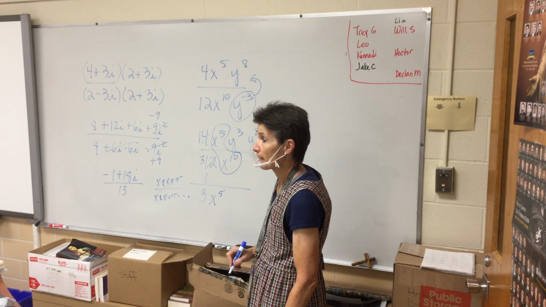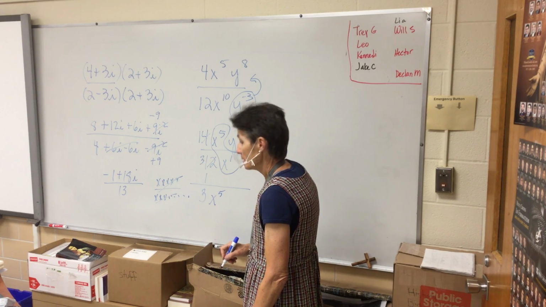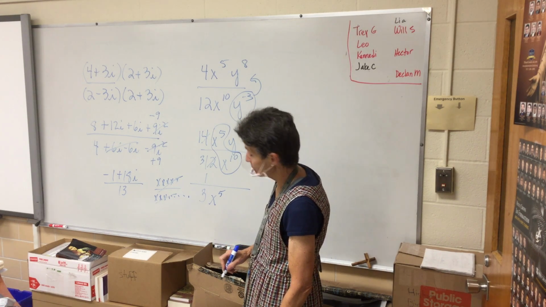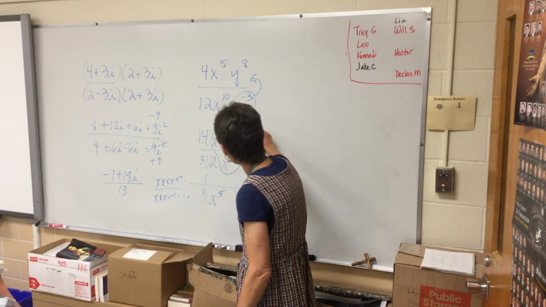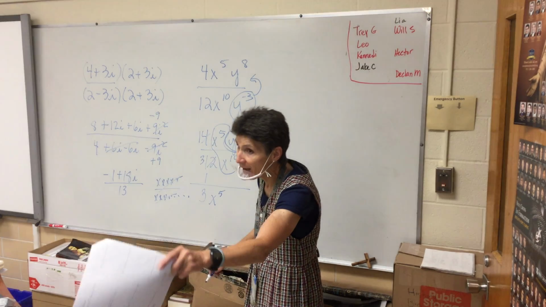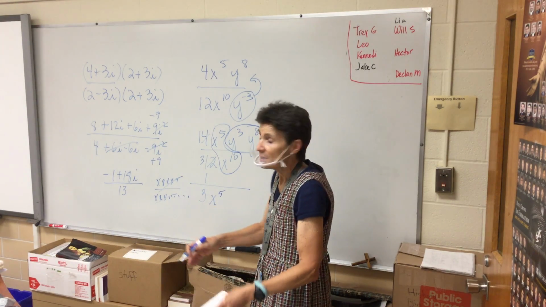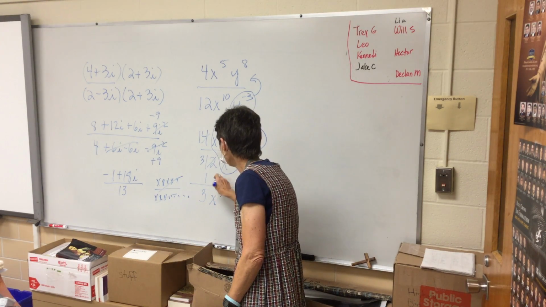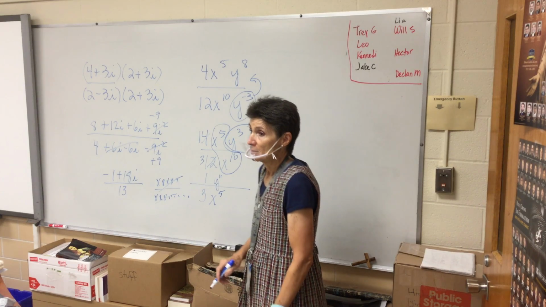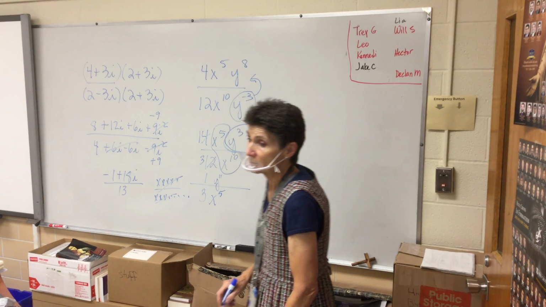Can you put the y and the y together? Since you've got 2 y's side by side, they don't cancel, they combine. So 3 plus 8 is going to make 11 y's. So there's your answer.